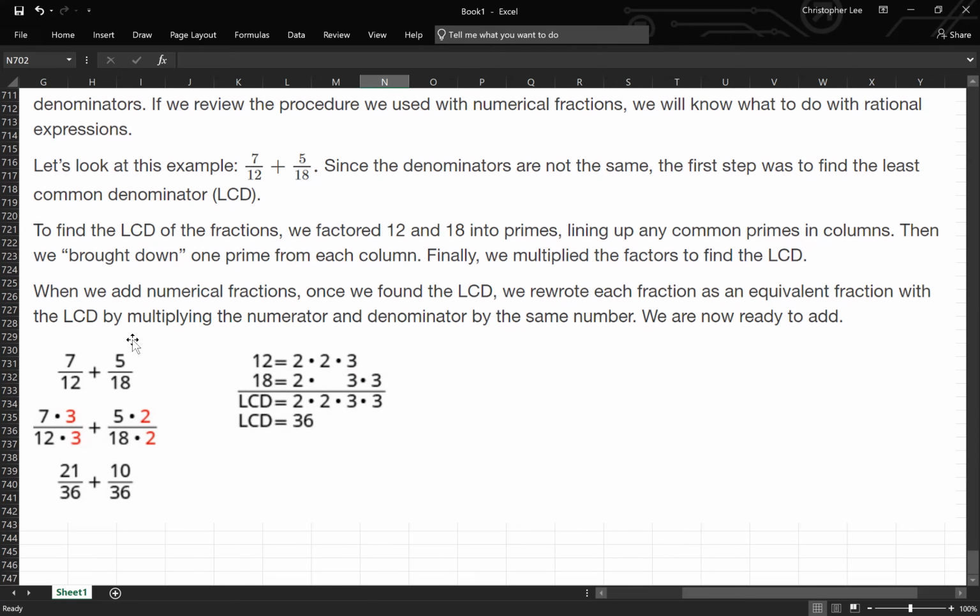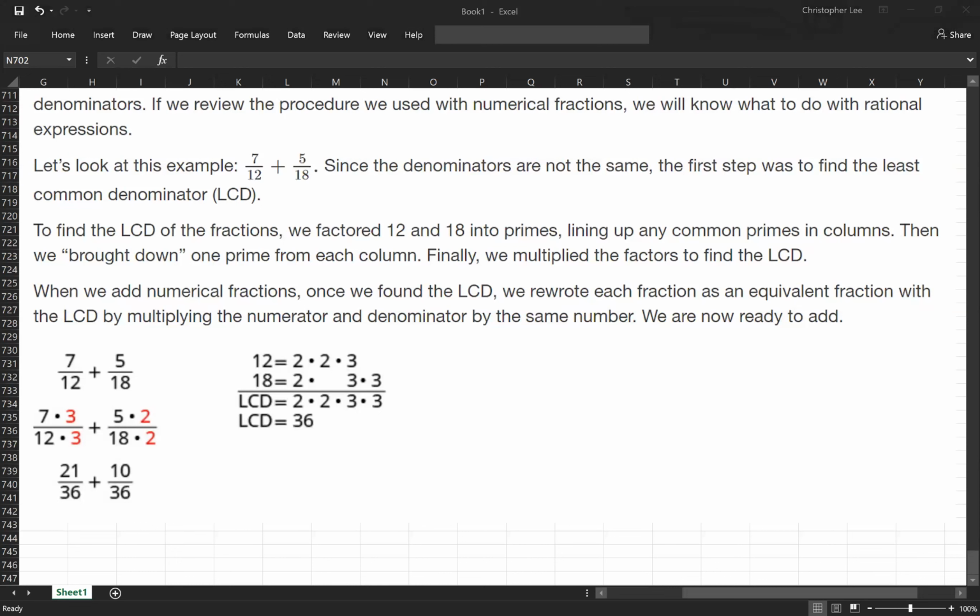So we have the 7/12 plus the 5/18. We factored it, found the LCD to be 36, right? We multiplied by whatever number would make the denominator 36. But what you do to the bottom, you gotta do to the top, right? And then boom, now we have 21/36 plus 10/36. Add those up, and we get what? 31/36. And that's it.